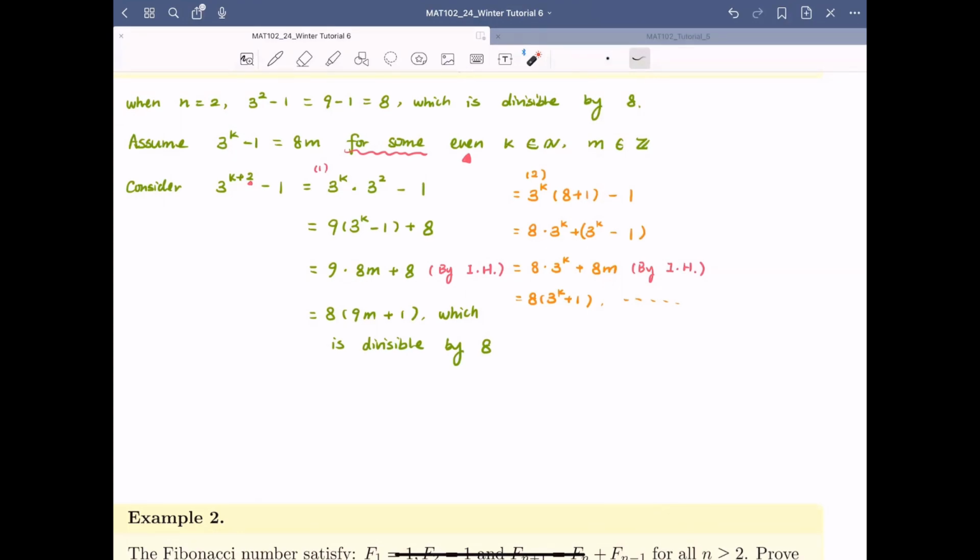Yes. For the second method, do you know how the 8m turned into one? Can we just turn that into one? Oh, that's a typo. It should be m here.